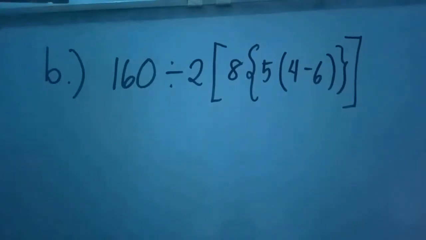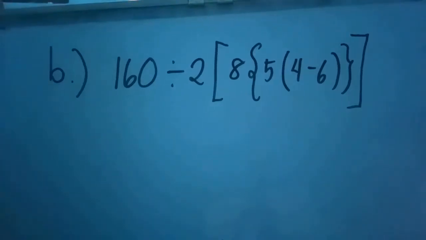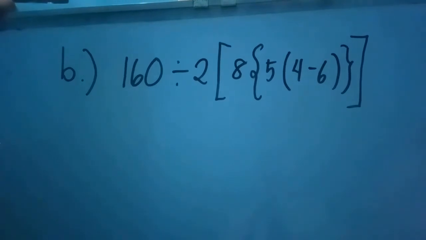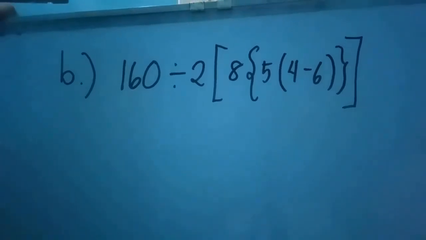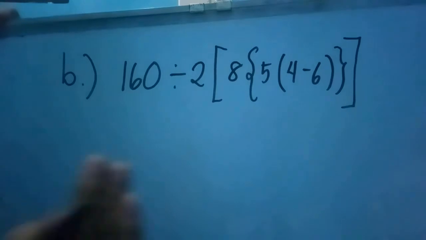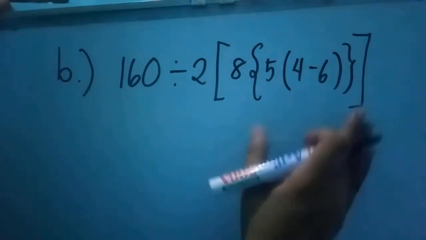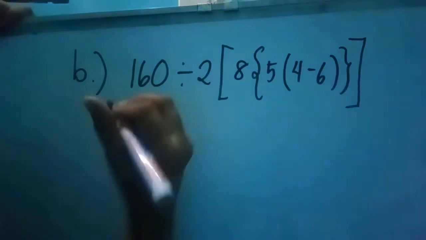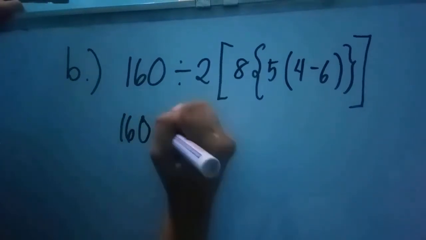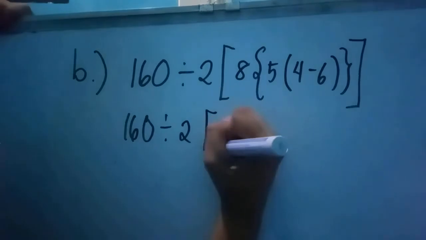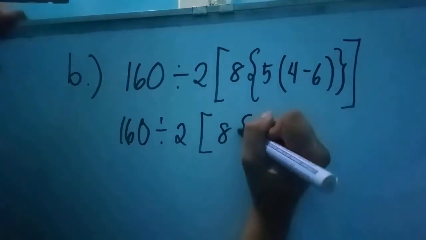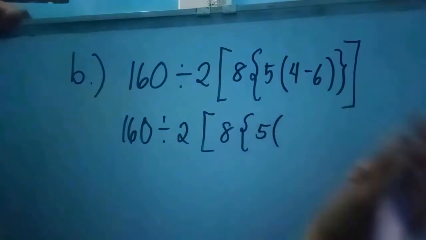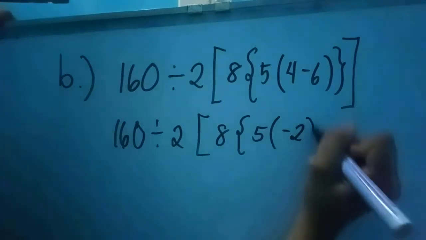So let us try this example. 160 divided by 2 times the quantity of 8 times the quantity of 5 times the quantity of 4 minus 6. So first we have the grouping symbol. So inner to outer of the group. So 4, copy 160 divided by 2, 8, 5. So 4 minus 6 is negative 2.